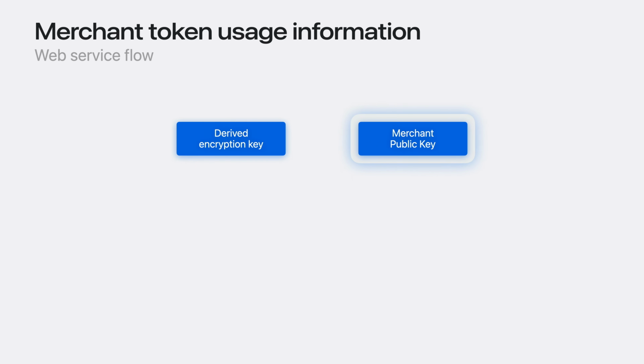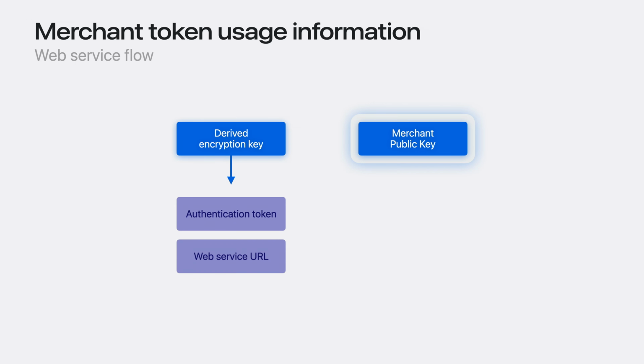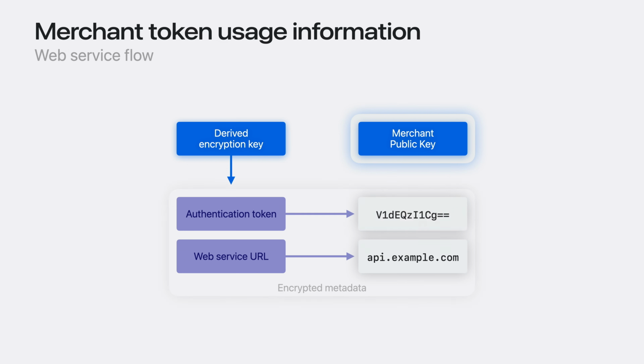Now, generate an authentication token and encrypt it along with your web service URL using the derived encryption key to form your encrypted metadata. The web service URL is the base URL for your merchant token API implementation, and the authentication token can be any value you want, but it must be secure, private, and unique to each customer, because you'll use it to validate the originator of requests.